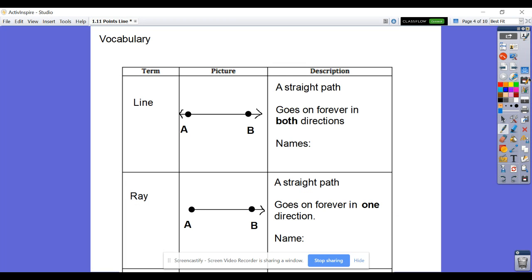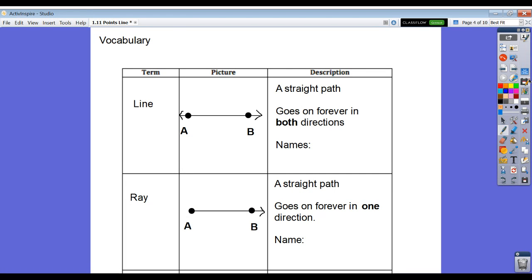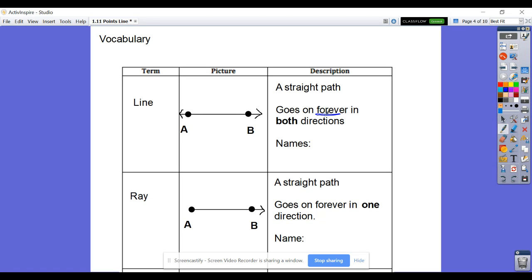Let's look at our next term. A line. We'll go to the description, a straight path, and it goes on forever in both directions. So what do you notice is different about this picture of the line? What's different now versus the one you saw before, the line segment, Quinn? Exactly, and those arrows mean that it goes on forever in both directions, okay?